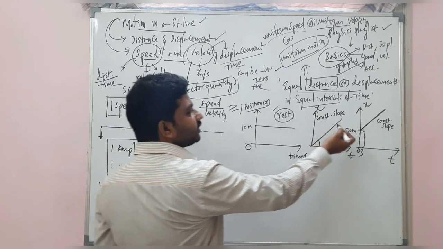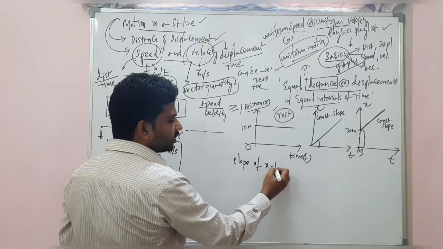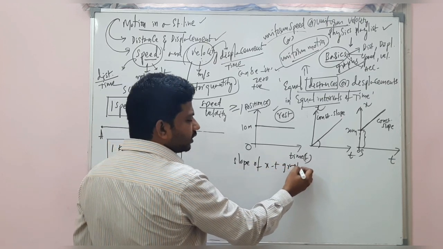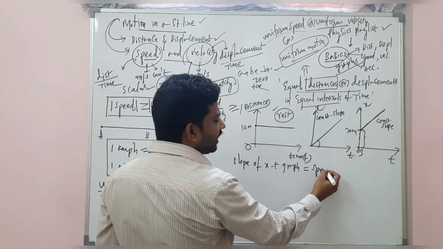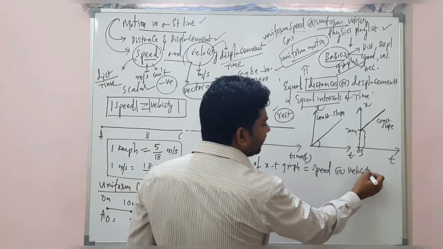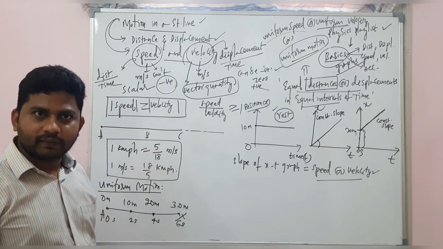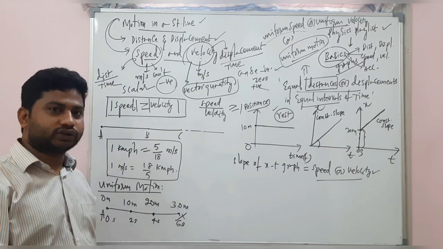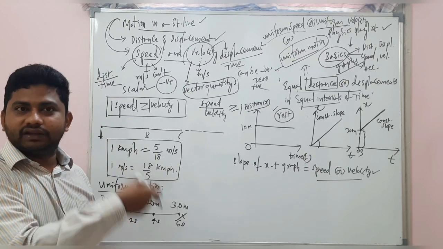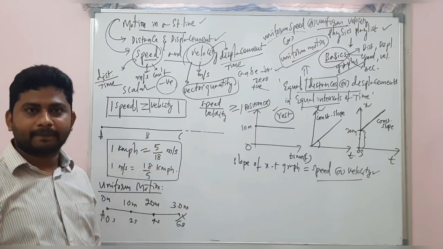And the slope of the position-time graph, we had already discussed. The slope of the position-time graph gives you speed or velocity. Already we had discussed that in the basics. How to find the slope? That also I have told you. You go through that. Again, if we start, it will be a repetition of the basics.